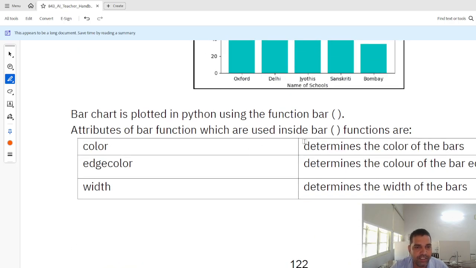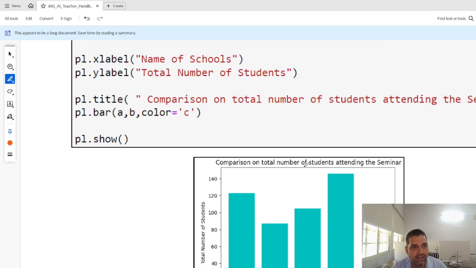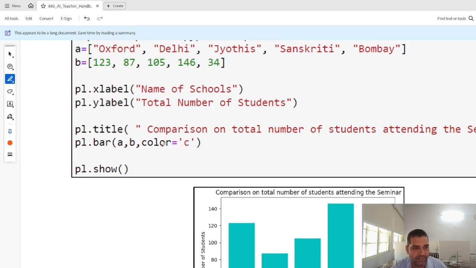So a bar chart is plotted in Python using the bar function. What are the attributes of this bar function? The attributes of the bar function are color, which determines the color of the bars, edge color, which determines the color of the bar edges, and width, which determines the width of the bars. So this width of the bars we can adjust in the bar function. We can use width also.